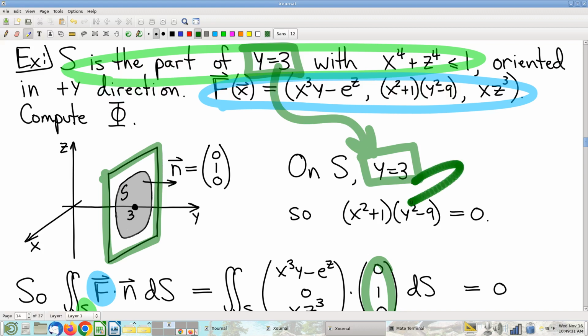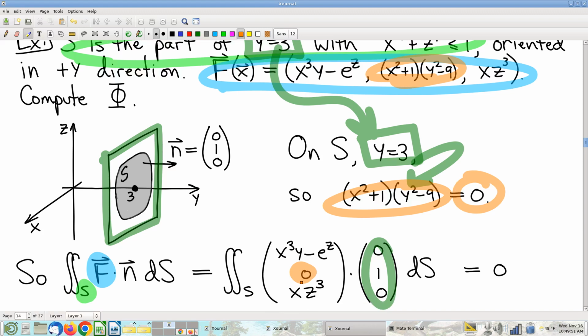plugs in very nicely into this formula, and this expression here, namely the second coordinate of the vector field, everywhere on the surface that I'm actually interested in, y is equal to 3, and so therefore this term is straight up 0. And so I get a 0 right there. Everybody follow that part?